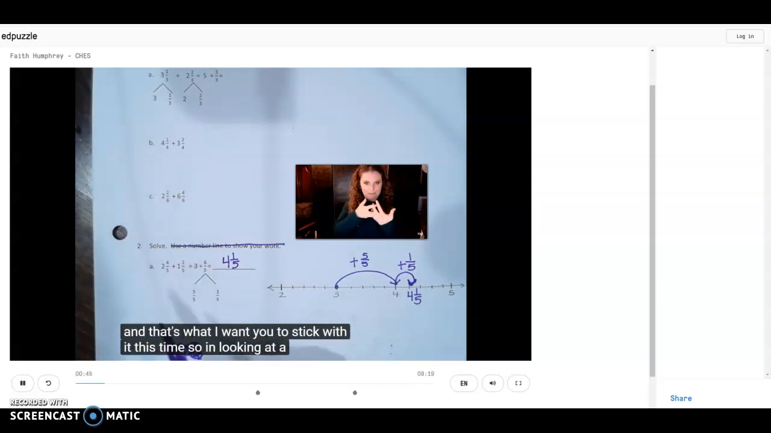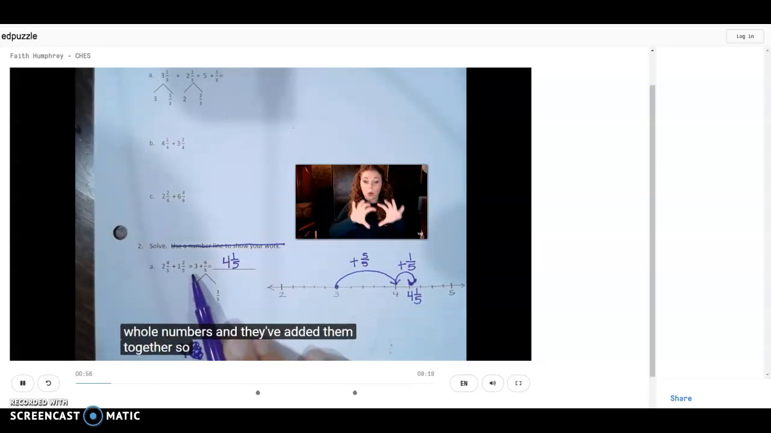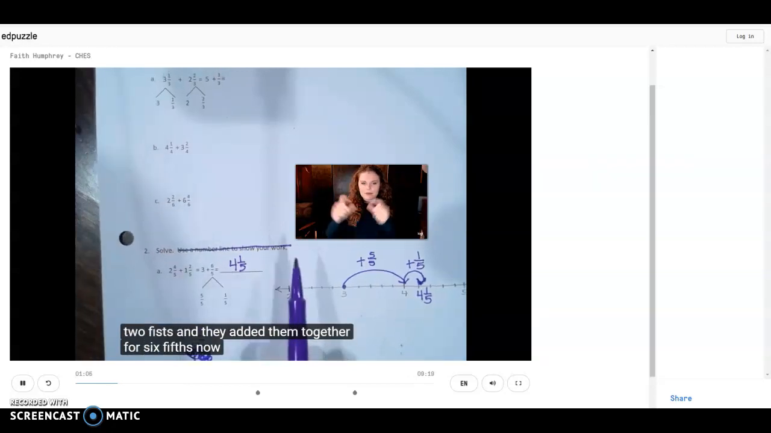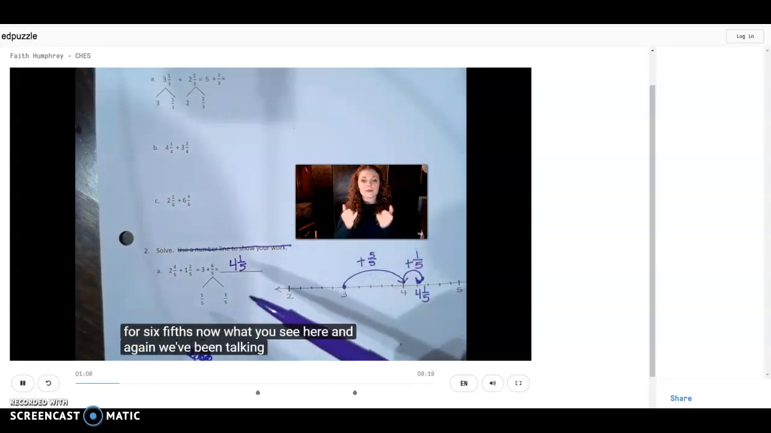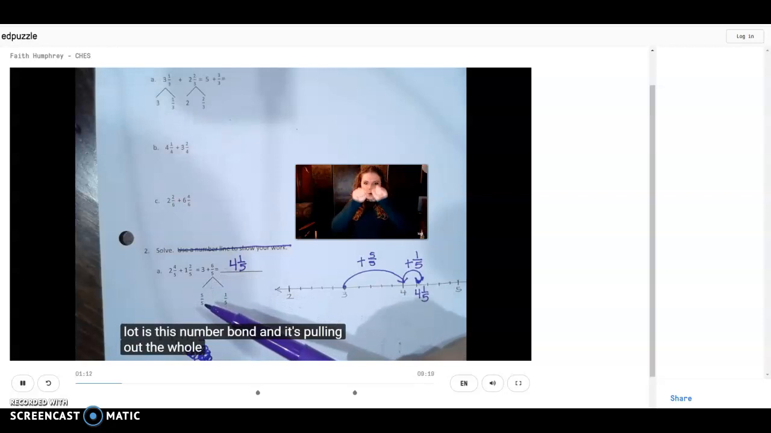So in looking at A, we have 2 4/5 plus 1 2/5. Now, what they have done here is they've taken the whole numbers and they've added them together. So that's why we say equals 3. And then they took the fractions 4/5 and 2/5 and they added them together for 6/5. Now, what you see here, and again, we've been talking about this a lot, is this number bond, and it's pulling out the whole number.